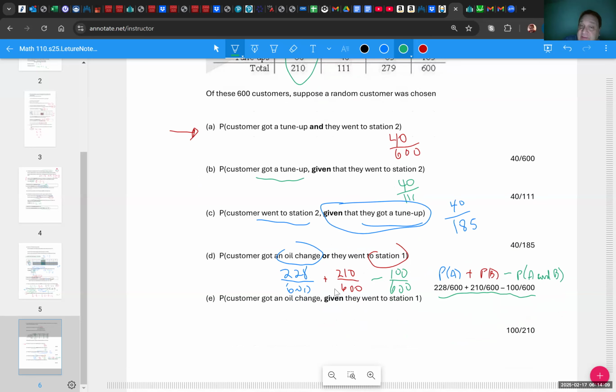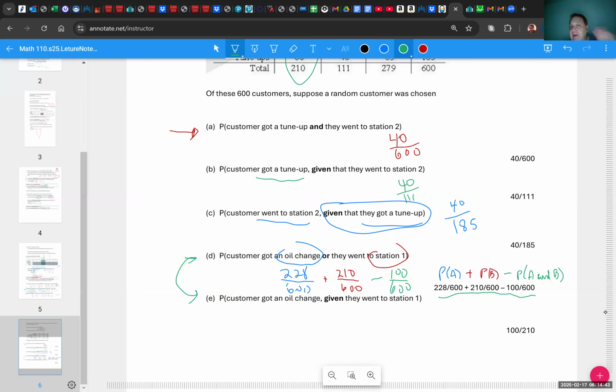We have a given statement. So probability that a customer got an oil change given they went to station one. Again, sometimes people get D and E. They kind of read them the similar way because it's like oil change station one, oil change station one. But the key difference is in D, it's an or, and in E, it's a given, right? So we just have to be careful when we read the words. Those little words or and given actually mean a big deal in these math classes, right? Because they're going to change the formula quite a bit.